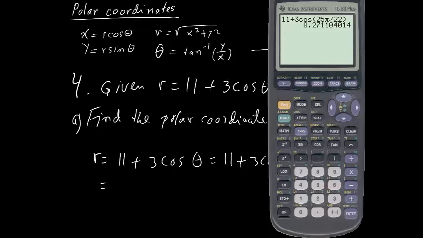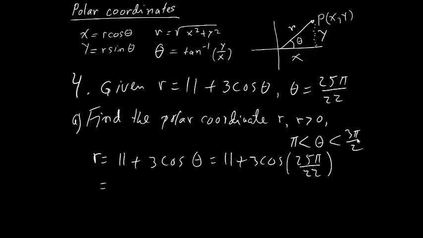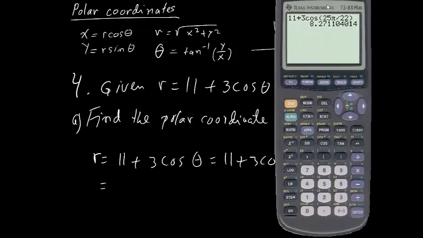And if you look at 25 pi over 22, that angle actually fits within this interval, right? Pi to 3 pi by 2. All right, because we can see 25 pi over 22 is pi plus 3 pi by 22. So it's more than pi and then less than 3 pi by 2, so that angle is fine. That is exactly the idea. So the answer you got, you can just write 8.2711.